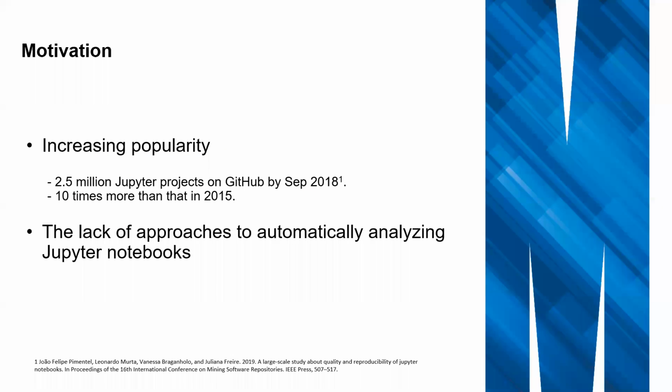According to a Pew study in 2019, there is significantly growing popularity of Jupyter Notebooks. By September of 2018, there had been more than 2.5 million Jupyter repositories stored on GitHub, which is 10 times that in 2015. However, to the best of our knowledge, our community has not proposed promising approaches to automatically analyzing Jupyter notebooks.